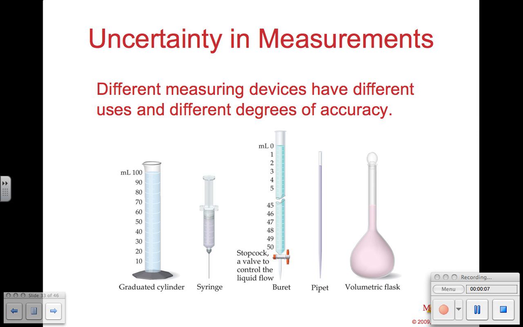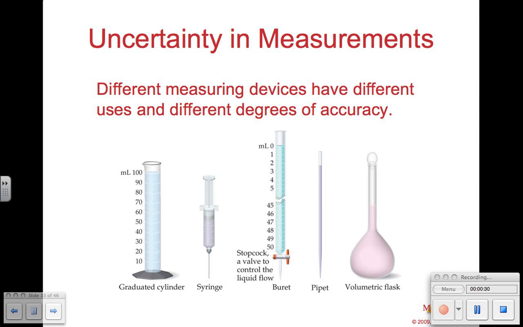Next set of lecture is on the rest of chapter 1. So first of all, we're going to be talking about uncertainty in measurement. When you have different measuring devices, sometimes you use a graduated cylinder, you might use a beaker, you might use a pipette, volumetric flask. So certain items have better accuracy at what they're measuring.